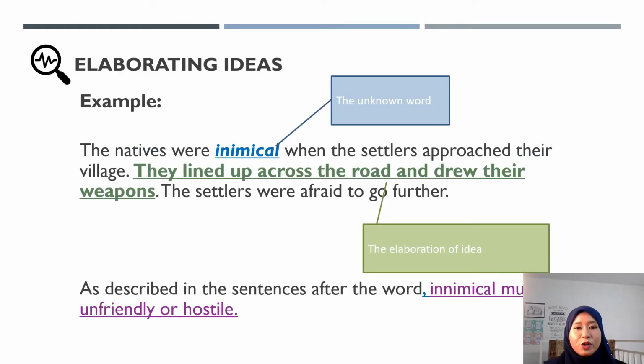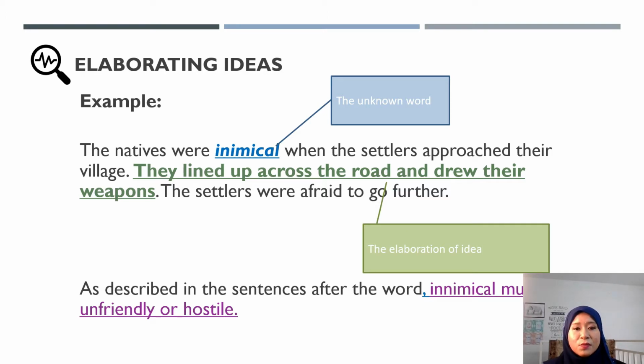Next, elaborating ideas. We can also guess the meaning of words by looking at the elaborating ideas. So you should read the sentence before and after the sentence that has the word that you don't know. Look at other words that surround the word to define it.